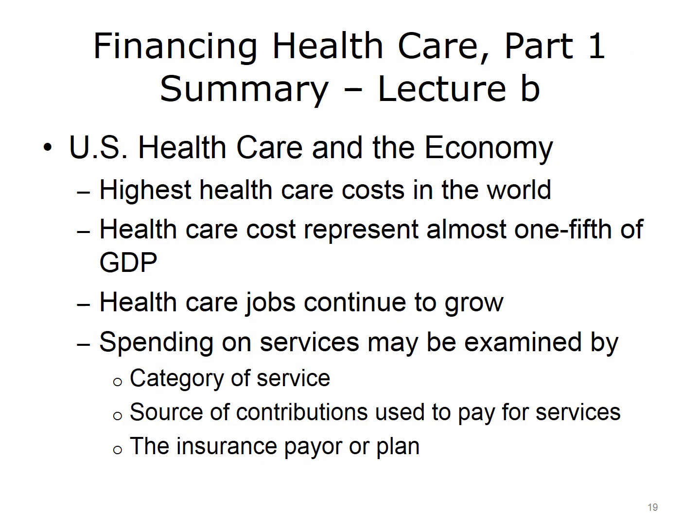This concludes Lecture B of Financing Healthcare, Part 1. In summary, the U.S. has the highest healthcare costs in the world and spends close to 1/5 of its gross domestic product on healthcare. The good news is that the healthcare job market is consistently strong, and growth rates are often double those of other economic sectors. National healthcare expenditures can be examined by category of spending, contributor, and payer. Health insurance is an important factor in healthcare spending in the U.S.